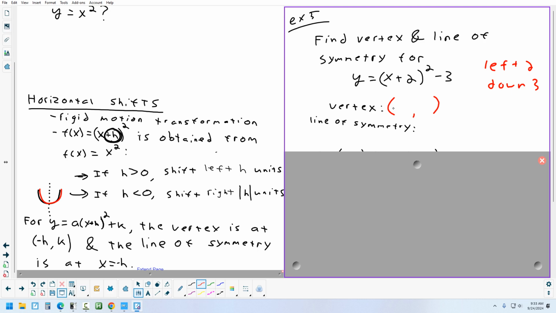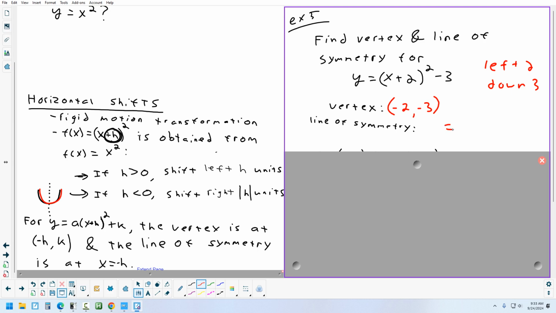Negative 2, negative 3. The opposite of that number on the inside. That's why it says the opposite of h. And then the k, I just copied down. Okay. Now my line of symmetry.